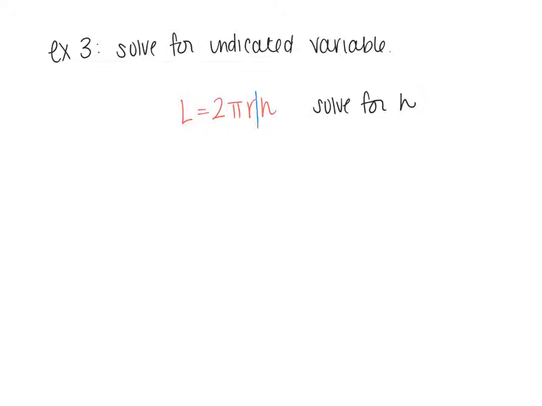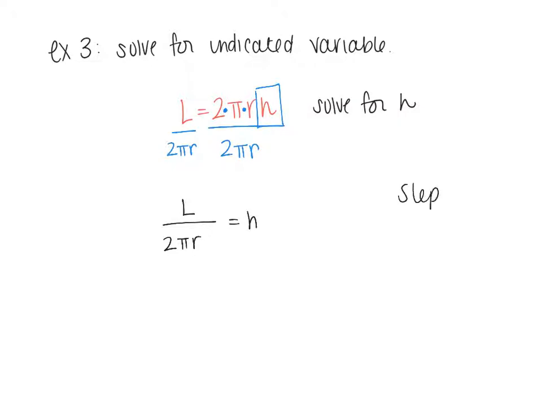So I want to solve for h. So I'm going to put a box around h. That reminds me I'm solving for h. Now I need to get rid of everything else. Well, that says 2 times pi times r. So how do I undo multiplication? Well, I'm going to divide by everything. So I divide by 2 pi r, divide by 2 pi r, which will say L divided by 2 pi r equals h.